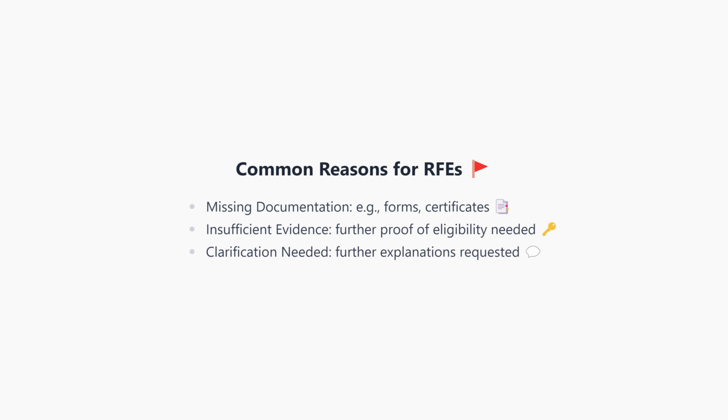RFEs can be issued for several reasons. One common reason is missing documentation, which may include missing forms, supporting documents like birth or marriage certificates, or translations. Another reason could be insufficient evidence. Even if you've provided required documents, the authorities might find the evidence inadequate to prove your eligibility. Lastly, they might need clarification about information provided in your application.